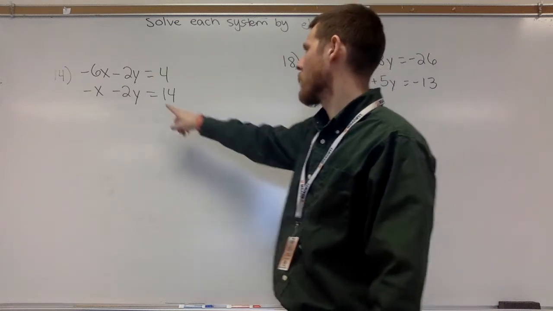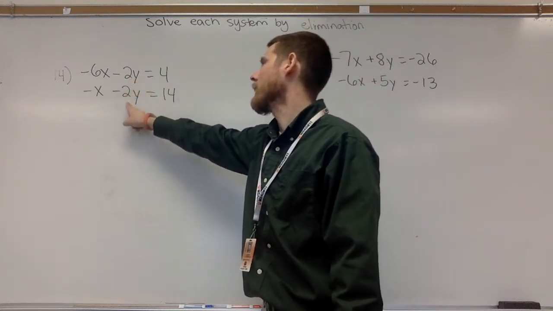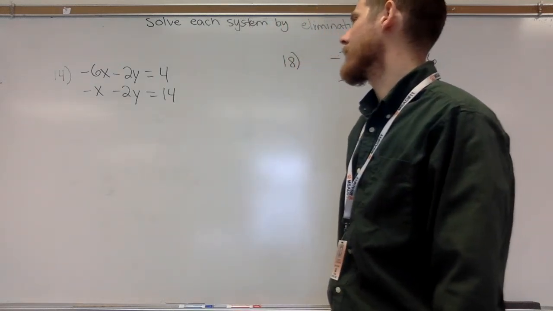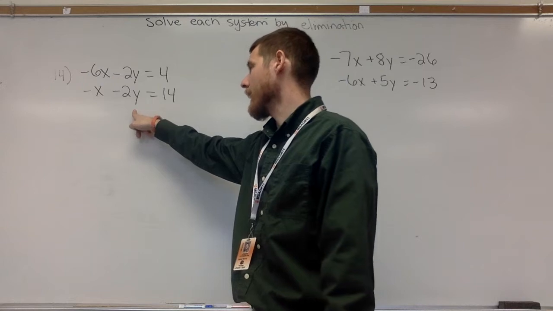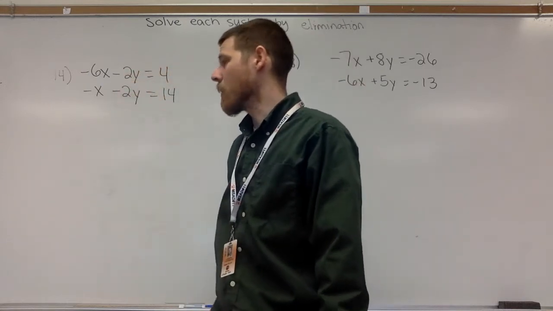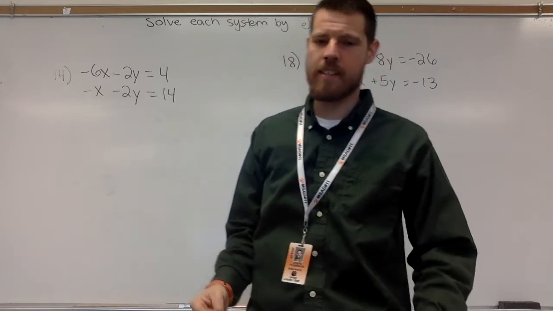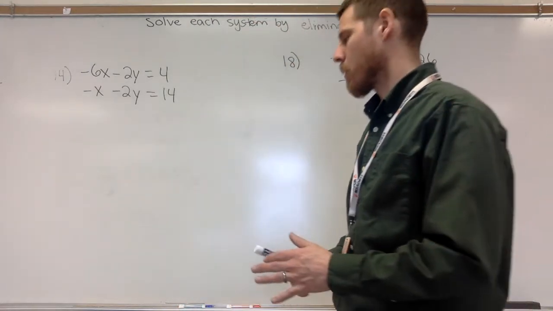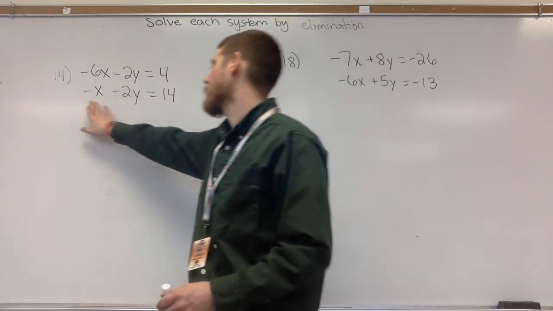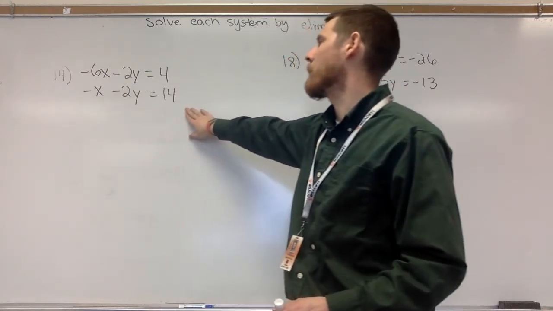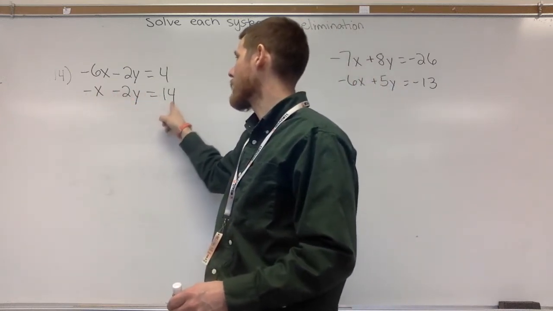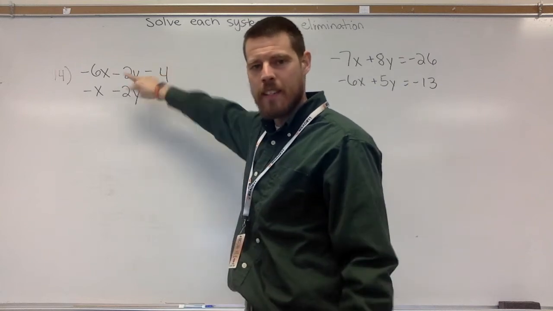So when I see the negative 2y and the negative 2y, they're the same. I'm going to look at that and say those are really close to canceling out. If I were to subtract these two, it would cancel out. But then I have a bunch of signs and I can make a lot of mistakes. So the recommendation that I've made is if you were to take this bottom line and multiply it by -1, it would change all three of these signs and then the y's would be able to cancel out.